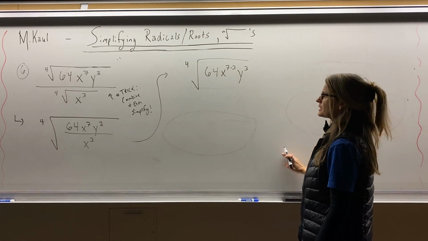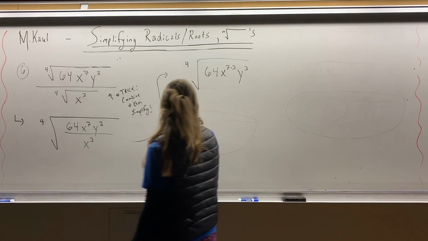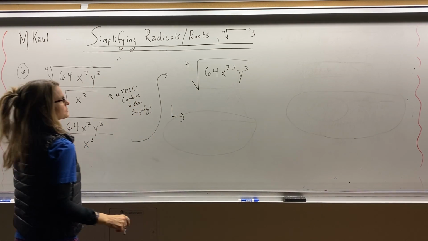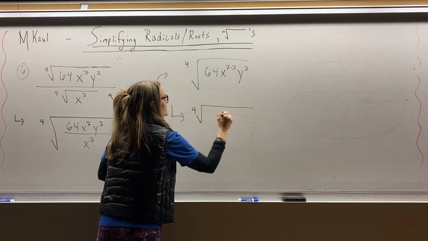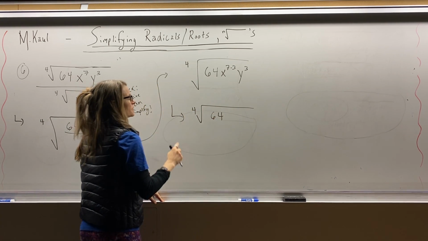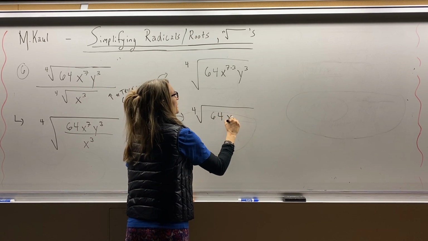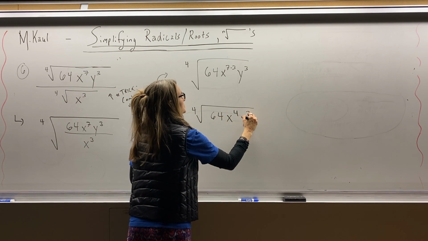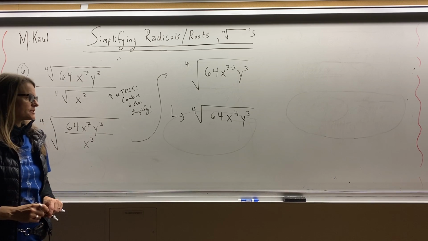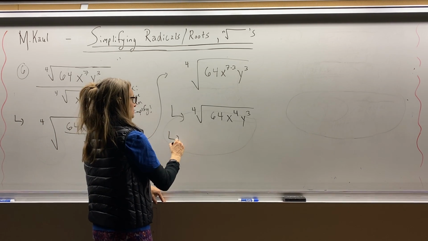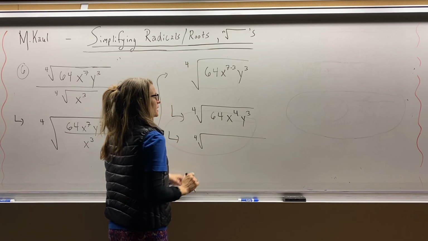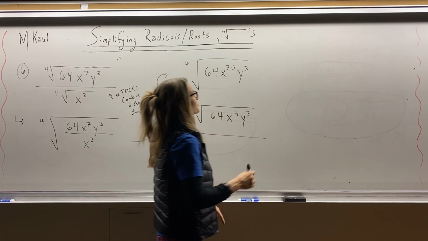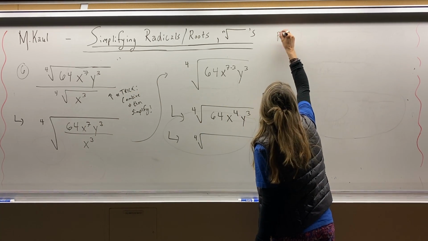Okay. Well, this is going to be a lot less messy to work with because the original problem looks a little daunting. But here I could say this is going to be now the problem, the fourth root of 64, x to the fourth, and y cubed. And now I'm going to do all the same steps as before, break them down into roots. So here I'm going to say this is the fourth root of, let's see, what are my perfect fourth roots? This might be a little more challenge.